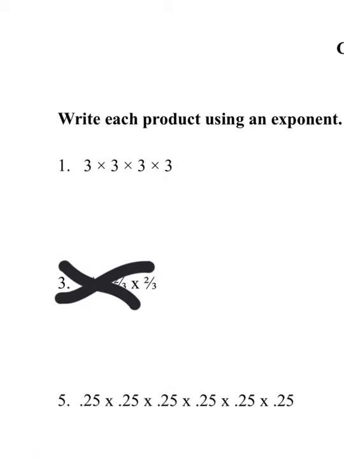So for number 1, we just need to look to see how many of that number we have. So we have 1, 2, 3, 4 number 3s. So we're going to go ahead and write that as an exponent. So 3 is our base number, and 4 is going to be our exponent. It's going to be a little 4 raised up to the top, showing that we have 4 number 3s.